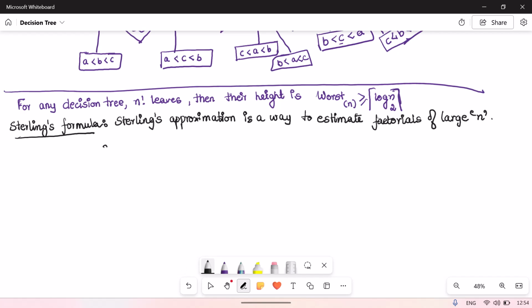See, the formula goes like this. N factorial is, okay, square root of 2 pi n into n by e to the power n. This is your Stirling's formula. Okay, why is it used? It is used for finding the value of n factorial for large values of n.